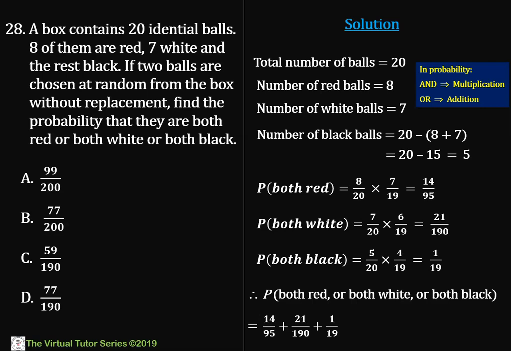And again, remember that "or" means addition. This results in 28 plus 21 plus 10 all over 190. 28 plus 21 plus 10 is 59. So we have 59 over 190. Hence, the correct answer is option C.